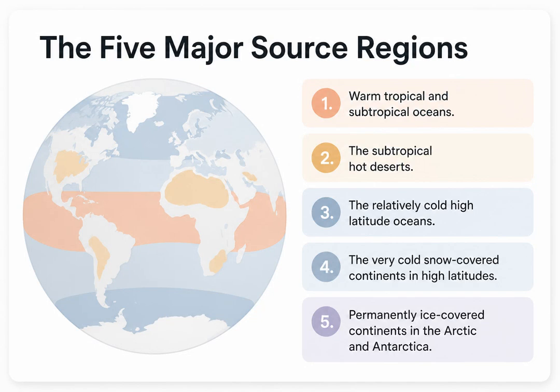Based on these ideal conditions, meteorologists identify 5 major source regions on Earth. These include the warm tropical and subtropical oceans, the subtropical hot deserts, the relatively cold high-latitude oceans, the very cold snow-covered continents in the high latitudes, and finally, the permanently ice-covered continents in the Arctic and Antarctica.